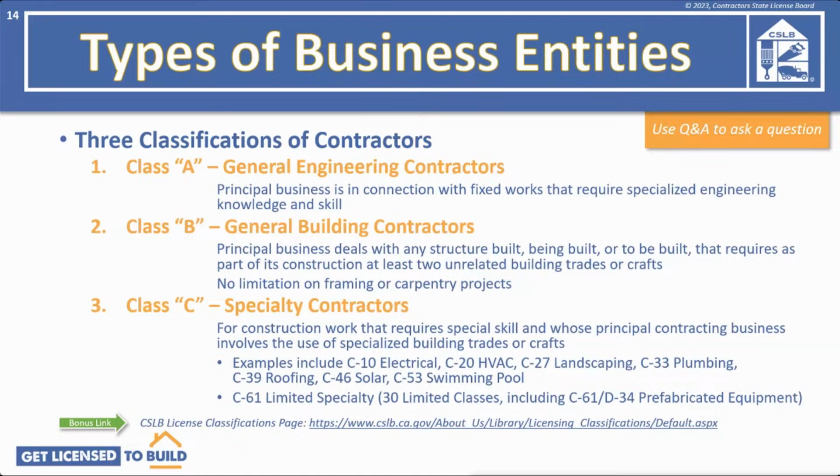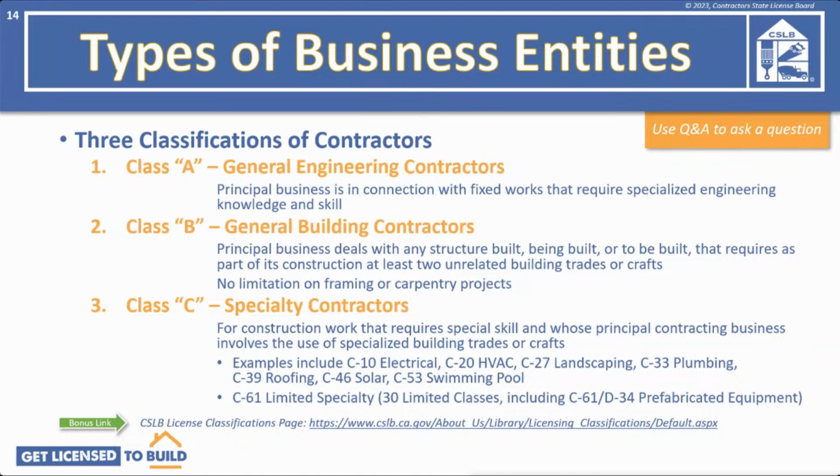First is Class A, or General Engineering Contractors. These are contractors who deal with fixed works that require specialized engineering knowledge and skill. A contractors are the ones who build projects such as freeways, skyscrapers, and dams. Today, there are over 19,000 A contractors in the state of California.